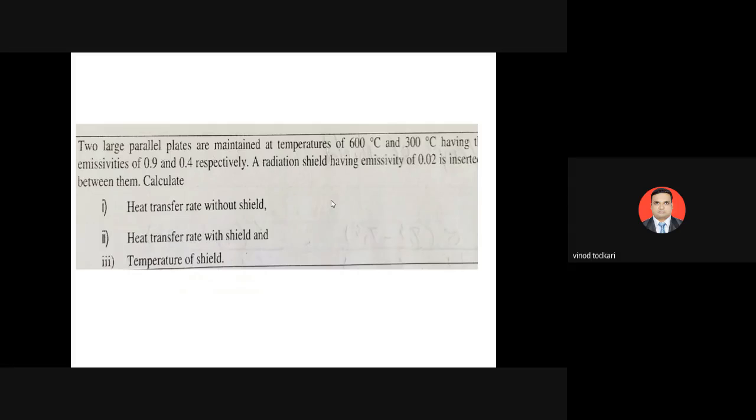Now this is the next numerical. You need not write it down. After the lecture, I will share this with you. Okay. Now in this case, what is given? This is from a university exam. That's why I have specifically highlighted this.